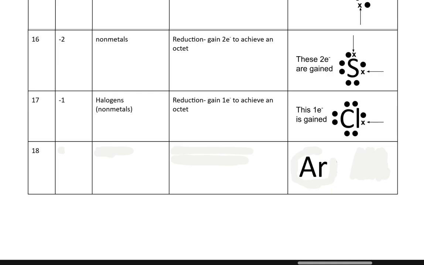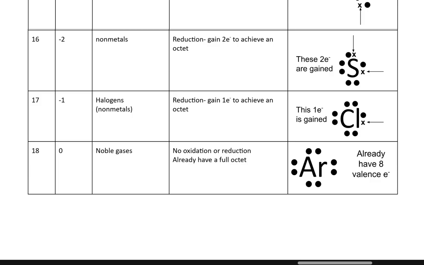Now, let's talk about group 18. Group 18 has an oxidation state of 0. These are the cool kids. These are the noble gases. Because their oxidation state is 0, that tells us they didn't do anything. They didn't do oxidation or reduction, and that's because they already have a full octet. So this is the Lewis diagram for argon, a noble gas. I already count 8 valence electrons, which means I don't need to add or lose any. I am just very happy. I have my 8 valence electrons, and I can go on with my noble gas day.